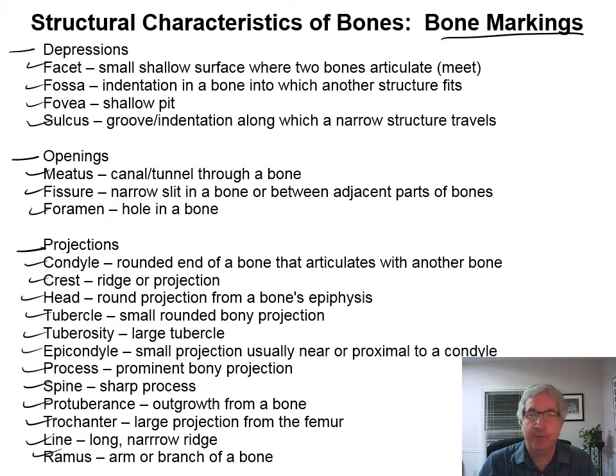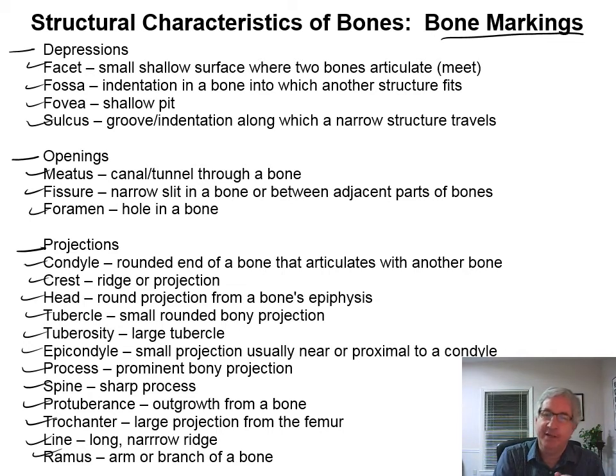So back up to the top. Depressions: a facet is a small, flat, shallow depression where two bones meet. We're going to talk about facets where the rib meets a vertebra. It's a little tiny spot on the vertebra and the rib, and on those two places some hyaline cartilage sits, and that makes what's called a facet. There's a fossa, an indentation in a bone into which another structure fits. Fovea is a shallow pit.